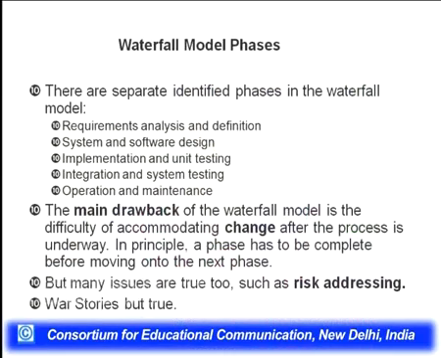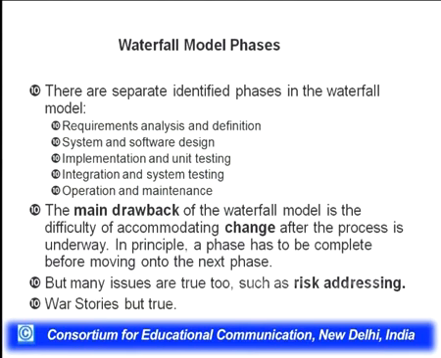So this model is a specific characteristic model which is used for a very limited type of software development approaches. The main features of the waterfall model are that there are separate identified phases, which are very earmarked and very discrete from each other. So requirement analysis and definition, system and software design, implementation and unit testing, integration and system testing, and operation and maintenance are there.